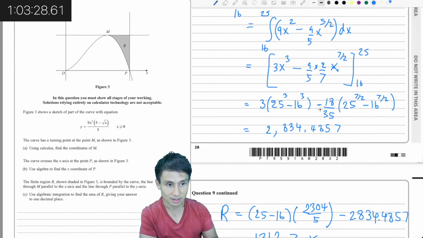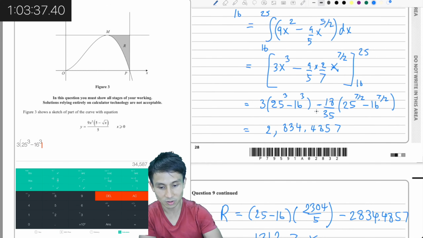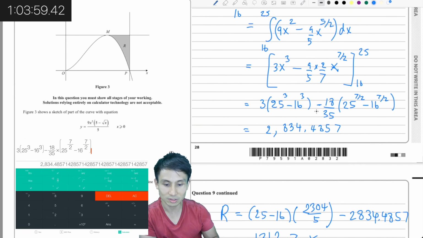Yeah. I'm going to do this line again, just in case. So I think I substituted, right? So 3 brackets, 25 cubed minus 16 cubed, close bracket, minus 18 over 35 times, open bracket. Okay, I'm going to put everything, right? 25 to the power of 7 over 2. And then minus 16 to the power of 7 over 2 as well. Close bracket. Still the same value, right?